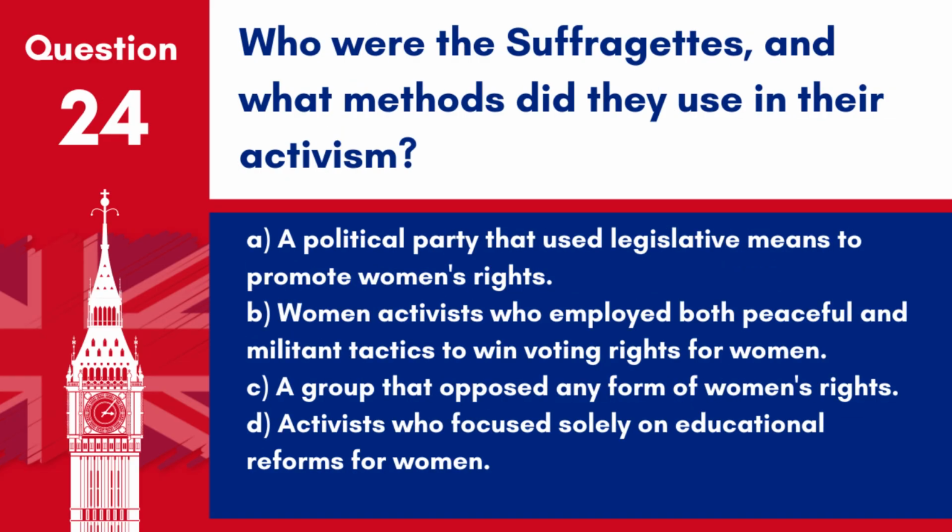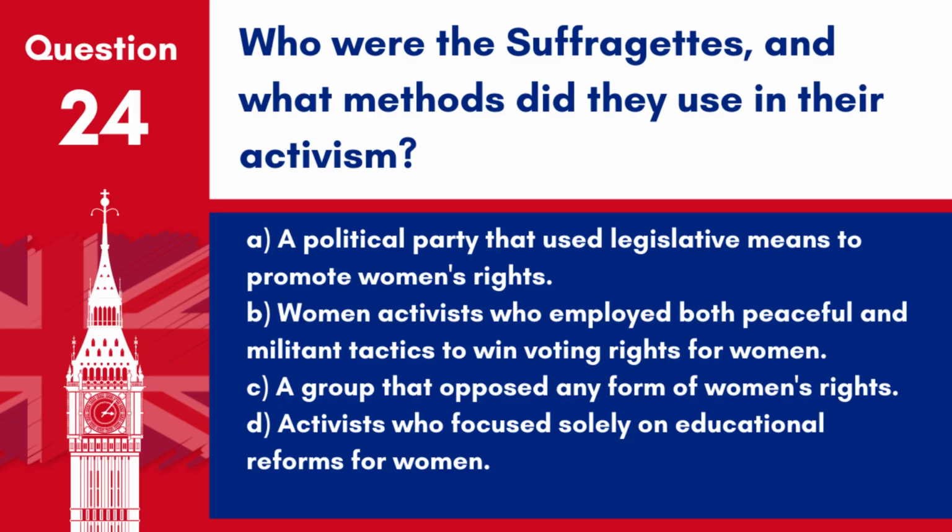Question 24. Who were the suffragettes, and what methods did they use in their activism? A. A political party that used legislative means to promote women's rights. B. Women activists who employed both peaceful and militant tactics to win voting rights for women. C. A group that opposed any form of women's rights. D. Activists who focused solely on educational reforms for women.